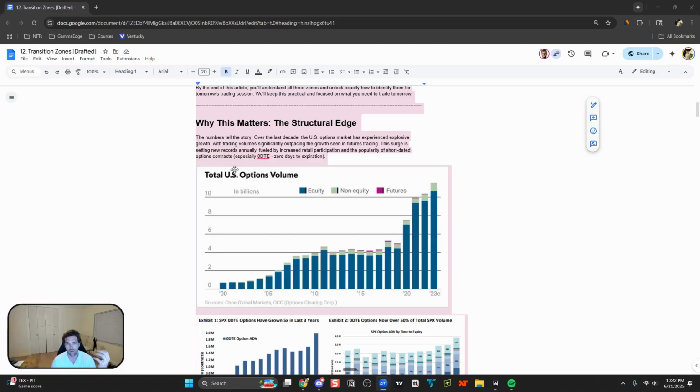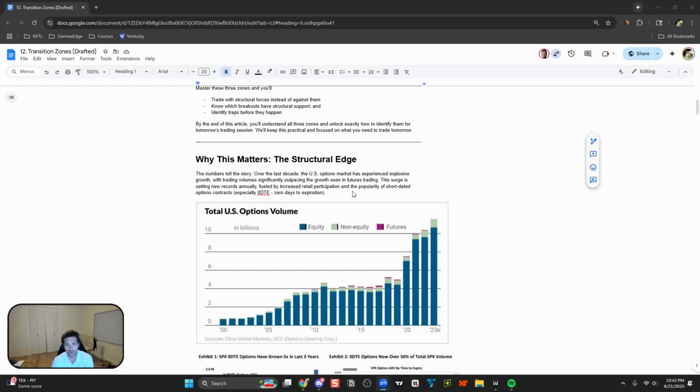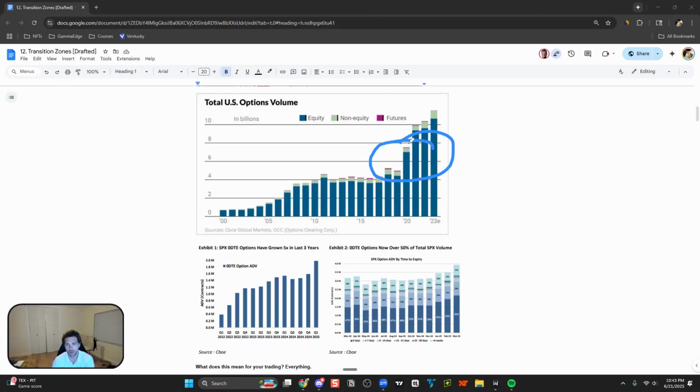And as I alluded to earlier, the numbers tell the story. Over the last decade, the U.S. options market has experienced explosive growth, with trading volumes significantly outpacing the growth seen in futures trading. Not only that, but relative to stock trading on the market, the options market has exploded as well. This surge is setting new records annually, fueled by increased retail participation and the popularity of short-dated options contracts, especially zero-DTE options.